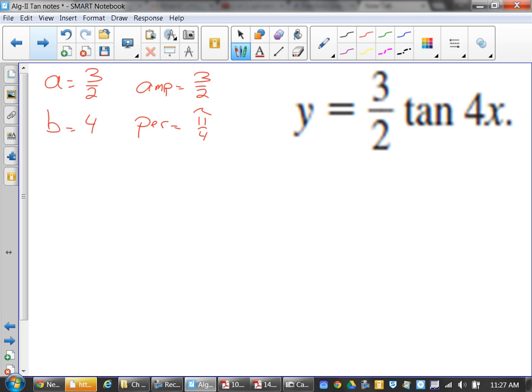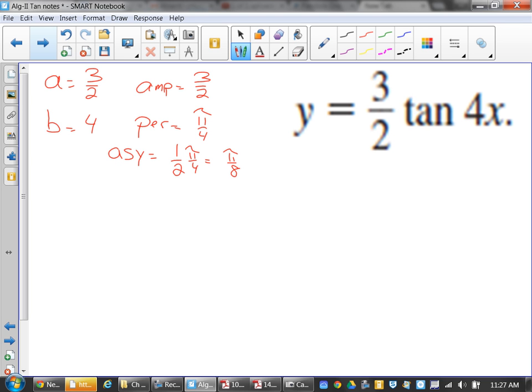Now, when you find your asymptote, it's going to be 1/2 of pi over 4. And let me show you how this is going to work. It's going to be at pi over 8. And remember, these are vertical. What's the equation of vertical lines?